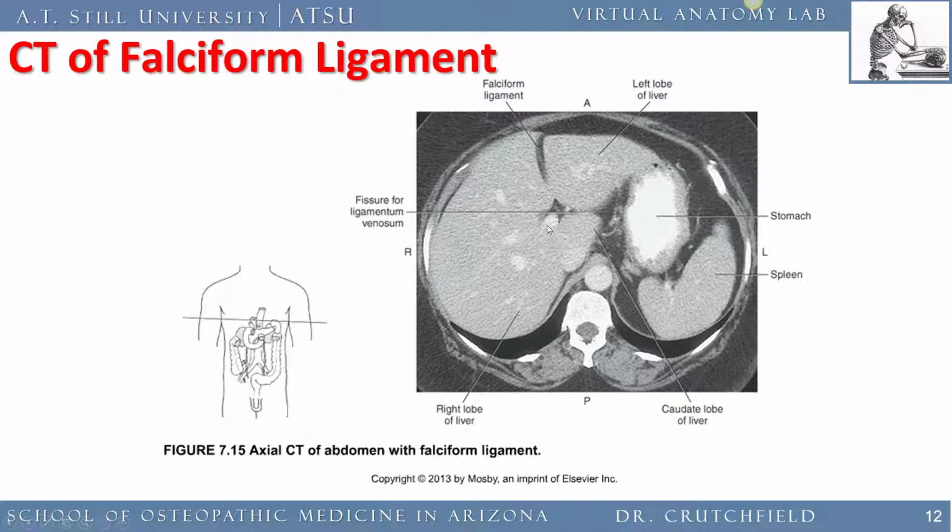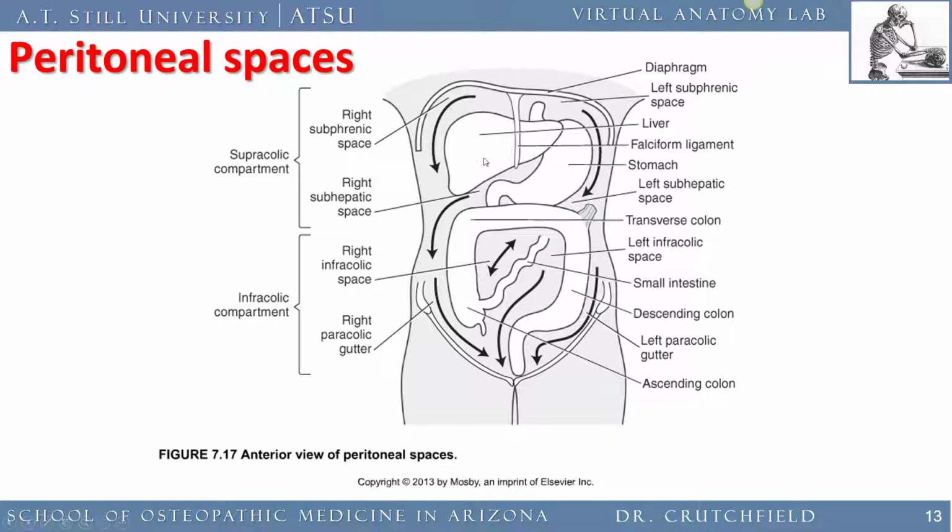And here is one of the branches of our portal vein. This is telling us basically what the other image was, and that is we have to know where all of these spaces are, all these nooks and crannies. And here's why this is clinically important. Let's say somebody has a stomach ulcer, and there's an ulcer in the stomach.